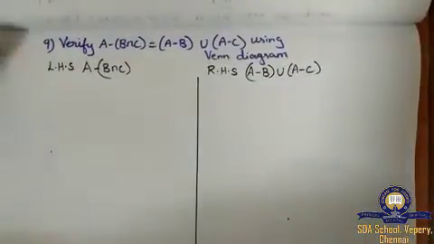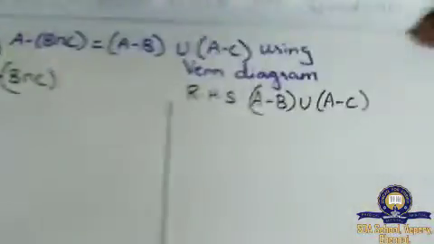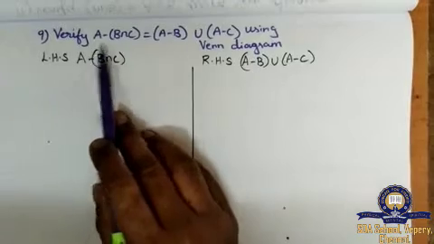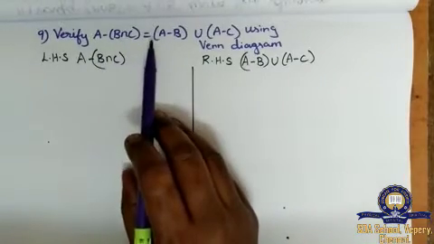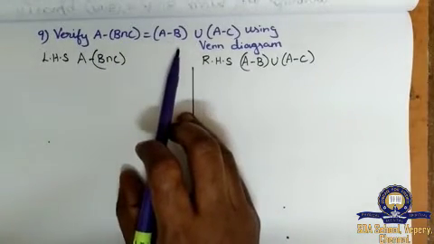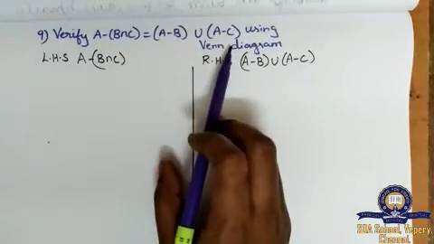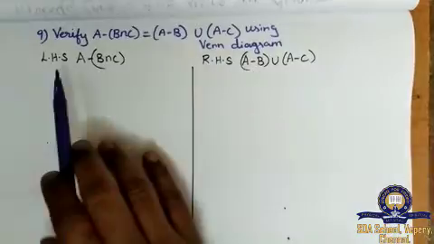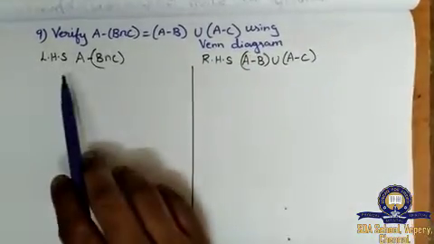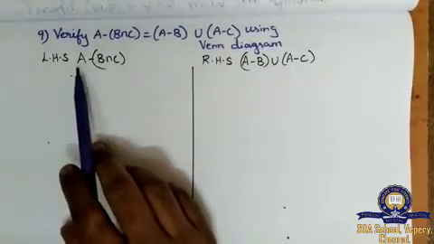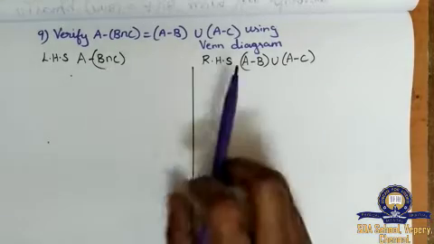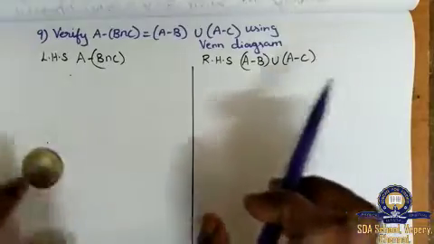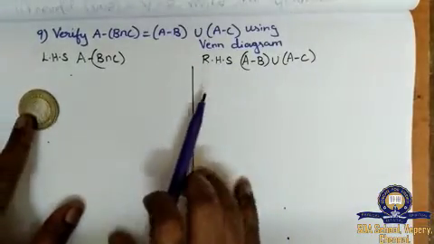Next sum, the 9th sum. Verify A minus B intersection C is equal to A minus B union A minus C using Venn diagram. So I have split and written LHS and RHS. See, LHS I have written A minus B intersection C. RHS I have written A minus B union A minus C. This one I am going to do with you on the spot.